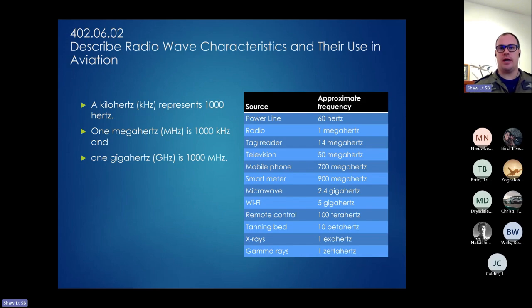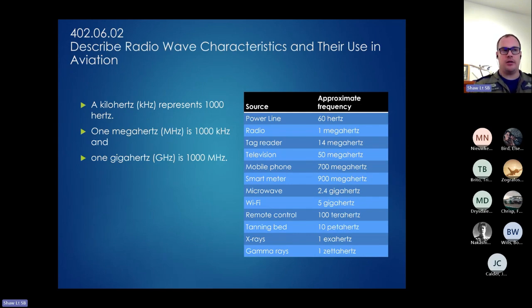Remote control, tanning bed, X-rays, gamma rays, etc. All away we go, all up to terahertz, peta, exa, and zetta hertz. So X-rays, obviously, there's a lot of radiation. That's why the X-ray techs and doctors that operate X-rays all day have lead clothing, because that stops X-rays. And they're kind of behind shields and stuff when they do that.